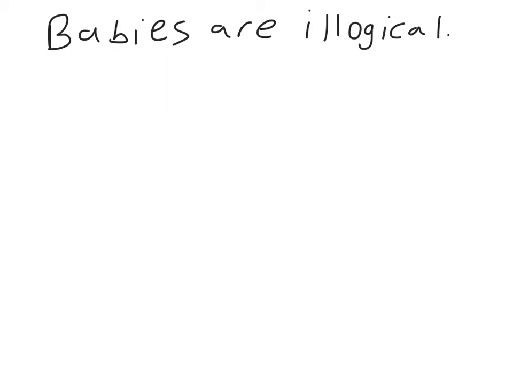Alright, let's look at one more. Babies are illogical. So, only three words, but we can still turn this into a conditional statement, an if-then statement. So, babies are illogical. So first we're talking about babies. So that means in order for this to work, someone has to be a baby. So that's the thing we're assuming, the hypothesis.